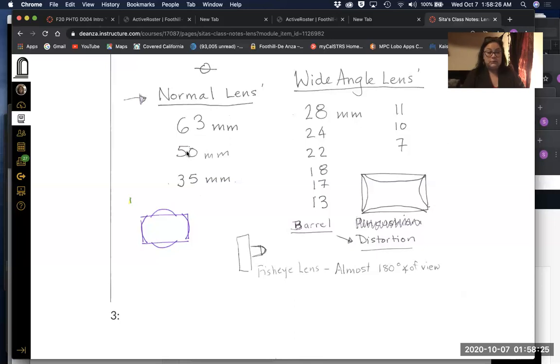Some people really love the effect of that extreme distortion and stretching out of information. Other people really don't like that effect. So that's one of the things that will determine the kind of lens that you use, the effects that you like, and also the types of images that you want to make.